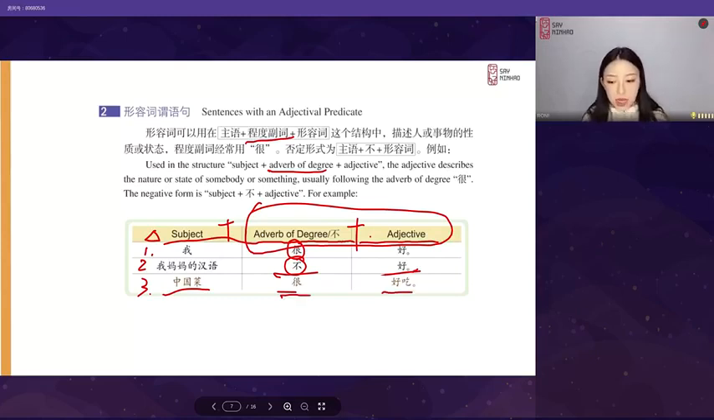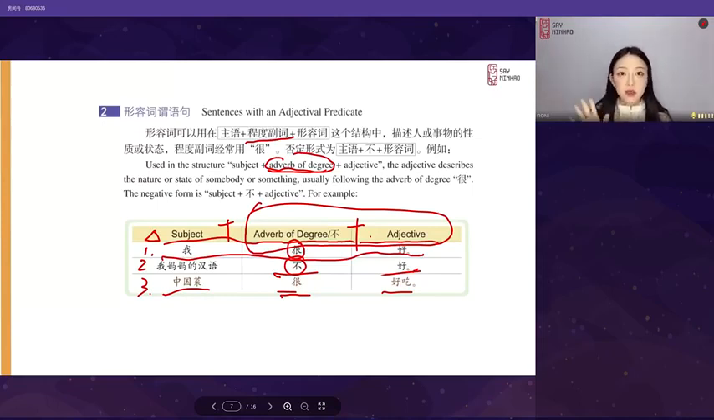And pay attention. There must be an adverb of degree before the adjective when you want the adjective to act as a predicate. For example, like this, 我很好, I am very good, I'm good. You cannot say 我好 in Chinese. That is not right. You must put an adverb of degree before the adjective 好. You can say 我很好 instead of 我好. Okay? This is the sentences with an adjectival predicate. Really easy. Just pay attention to the adverb of degree or the 不.